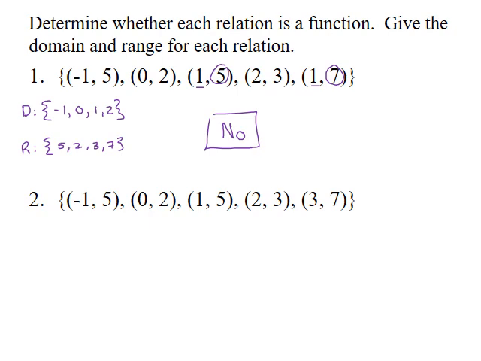So let's look at a second one. What about the points (-1, 5), (0, 2), (1, 5), (2, 3), and (3, 7)? I made one slight change. I changed the last point's x value to show you how it can be different. So when you do the domain here, you're going to have -1, 0, 1, 2, and now 3. So that would be your domain. Your range, since I didn't change any of the y values, is going to be the exact same thing: 5, 2, 3, 7.